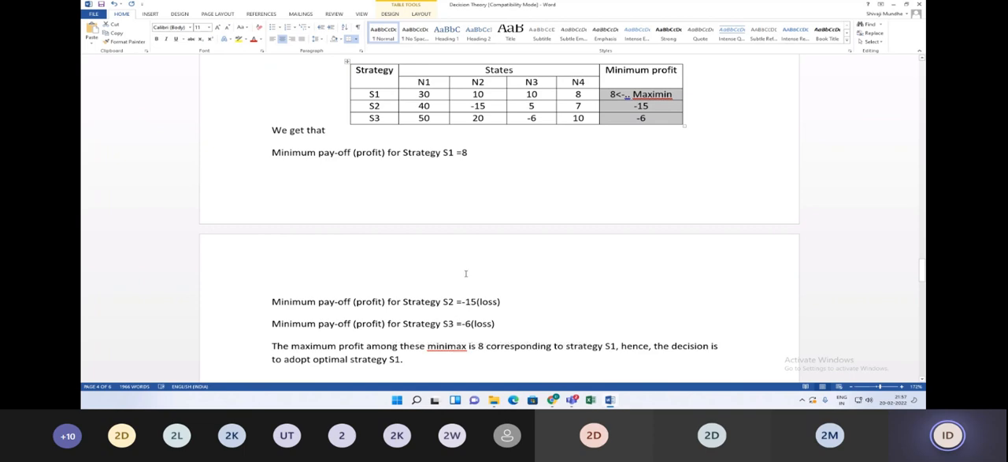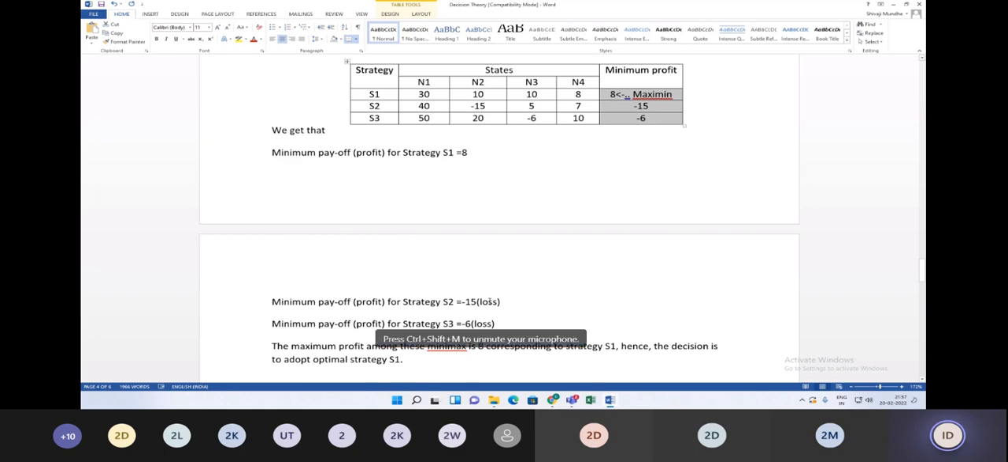Minus 15. Am I right? For S2, what is minus 15? Are you getting or not? But what is this? This is the loss. The minimum payoff for strategy S3 is minus 6. Again, this is the loss.